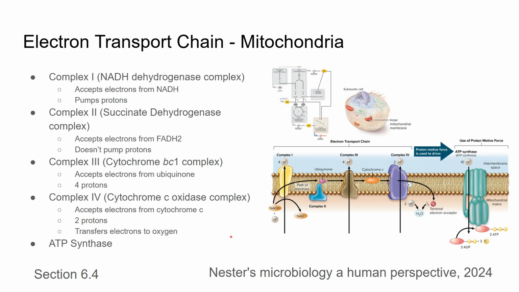Okay, so the electron transport chain in the mitochondria, this is going to be a lot to take in, but in the end, we have 4 different complexes that we're going to be looking at, and then a final pump called ATP synthase. So let's start off with complex 1. This is also known as NADH dehydrogenase complex. So this is right here at the beginning. So what this is going to do is it's going to accept the electrons from NADH. And when it does this, it will pump 4 protons across the membrane.